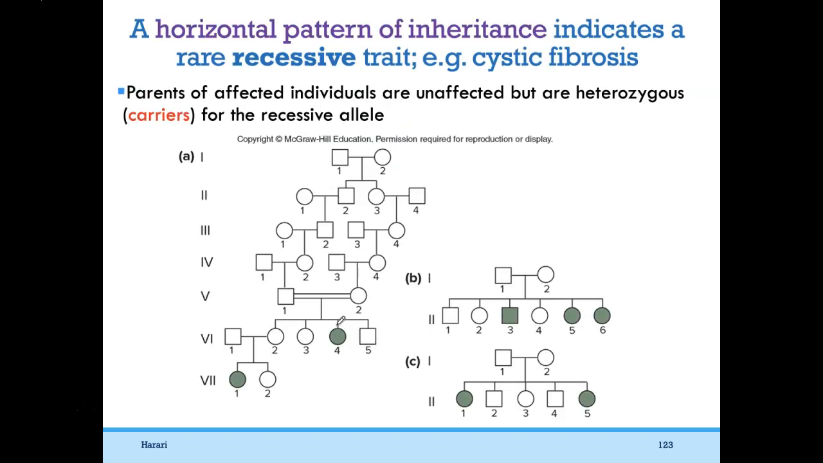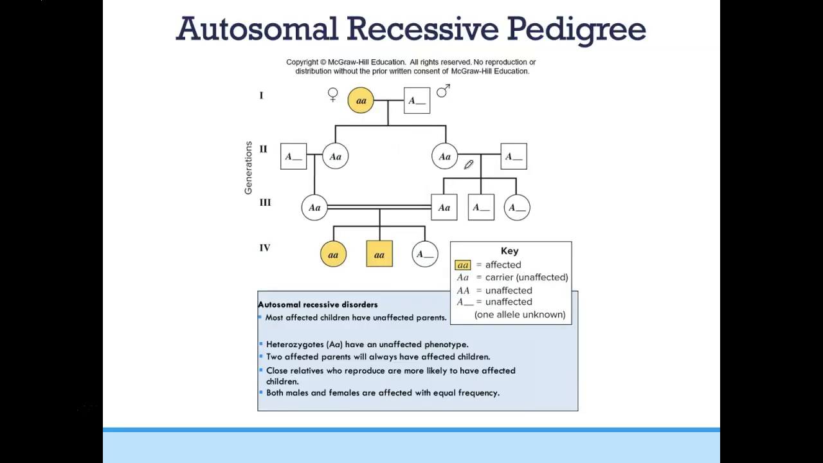So we see it's possible that two unaffected parents can still have an affected child. Here, two unaffected parents have affected children, because these must be carriers for the disease. This is like cystic fibrosis. So here we can see there's a skipping of generations. It skips generations, then it reappears. Most affected children have unaffected parents in a recessive pedigree. And both males and females are affected equally.